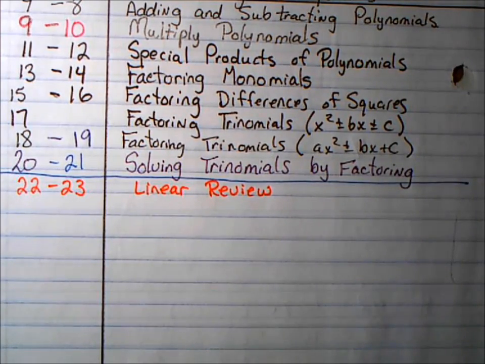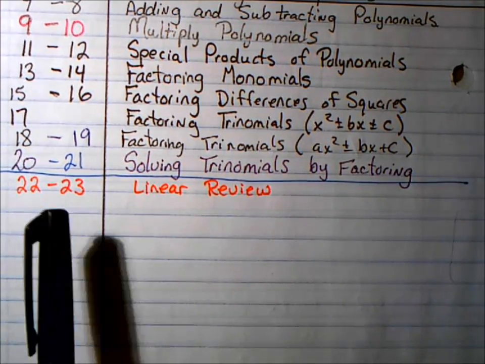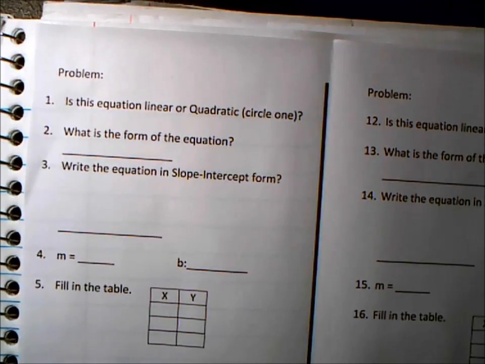Okay, this is starting our linear review, just a little bit that we covered real fast in November and October. So you remember this for your EOC testing. So linear review 22 and 23. You're going to get a printout in class so you can glue this into your spiral.